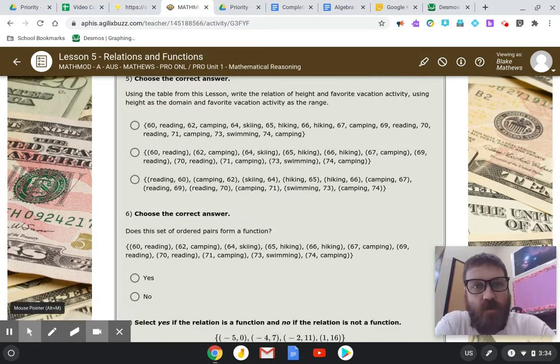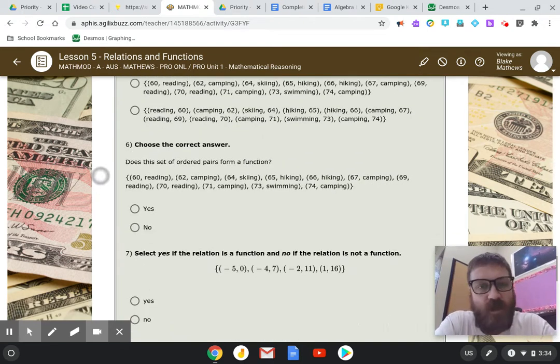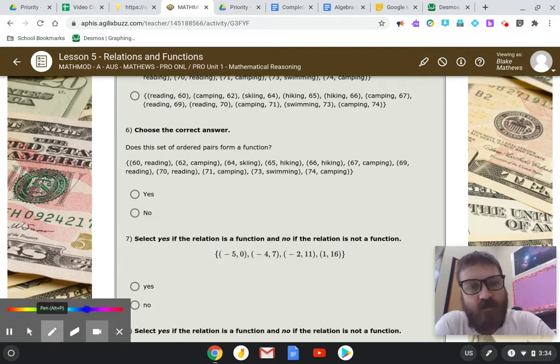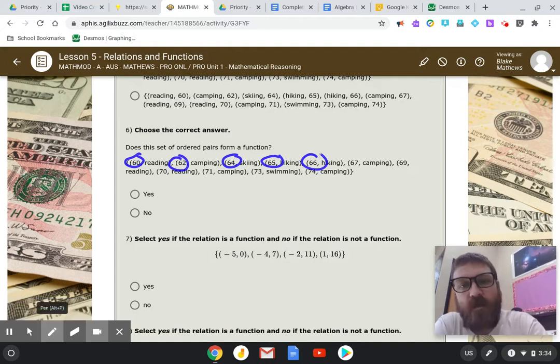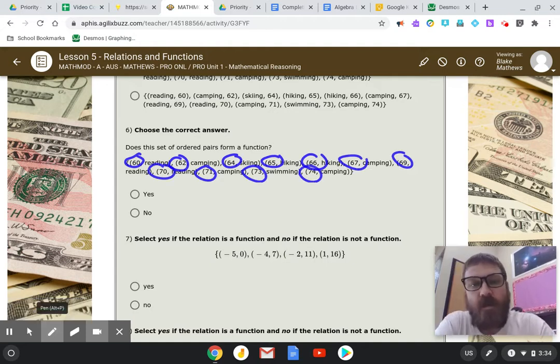Same thing here. Use the table from lesson 2, write a relation for height and favorite vacation activity. These should be a list of points, with the first number being the height and the second value being the vacation activity. And they should match the table from the lesson. And then again, does it form a function? Simple question. Do any of the values for the domain repeat? If they repeat, no.